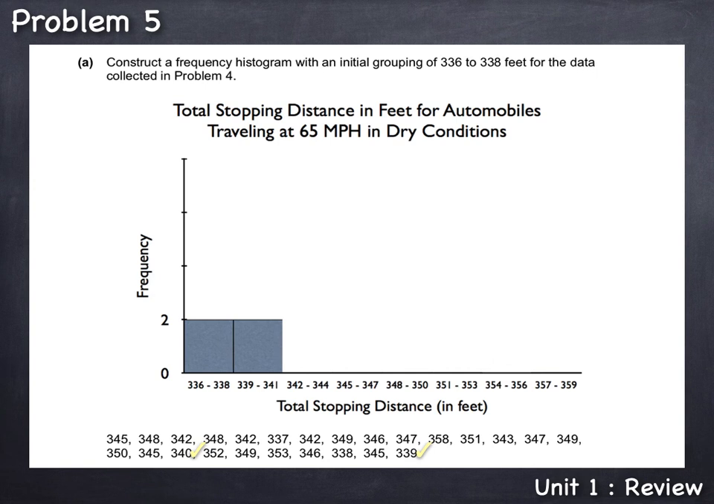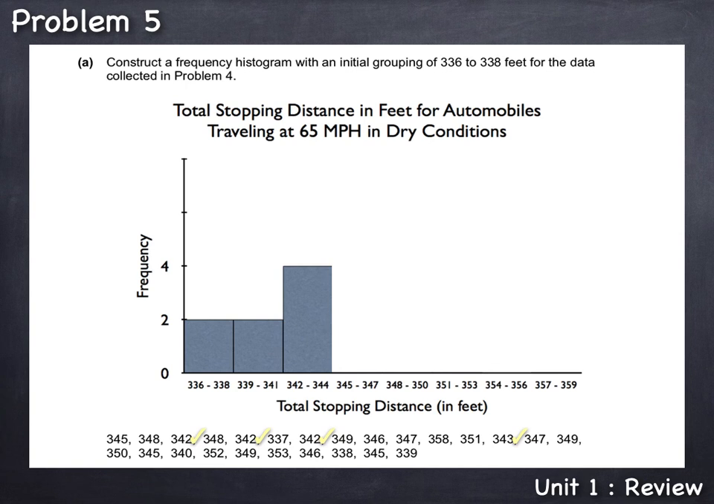Our next category ranges from 342 to 344 feet. Looking through all the data and counting, we see there's 1, 2, 3, 4. 4 automobiles took a total of 342 to 344 feet to come to a complete stop. So since we've established our frequency scale of counting by 2s, we complete the scale by going from 0 to 2 to 4, and we draw the bar right above 342 to 344 to a height of a frequency of 4.